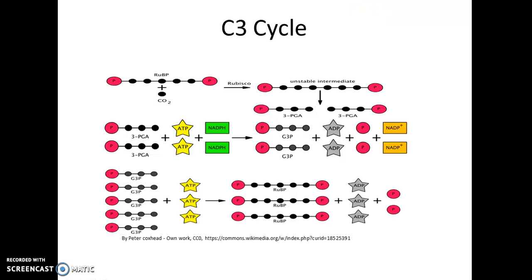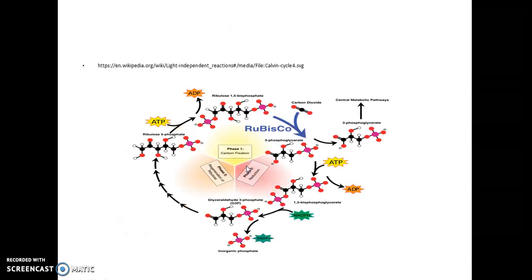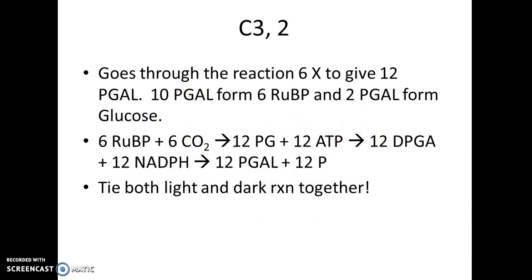That's what we have so far. We're up to this stage right here. And this is all the stuff that goes on. But we're not done yet. We're almost done, though. Now, we form phosphoglyceraldehyde. This happens 6 times to give us 12 molecules of phosphoglyceraldehyde.